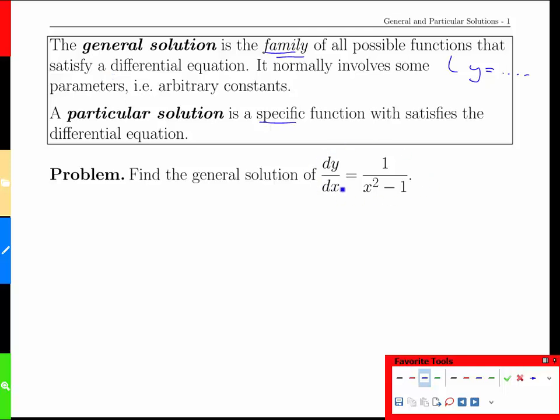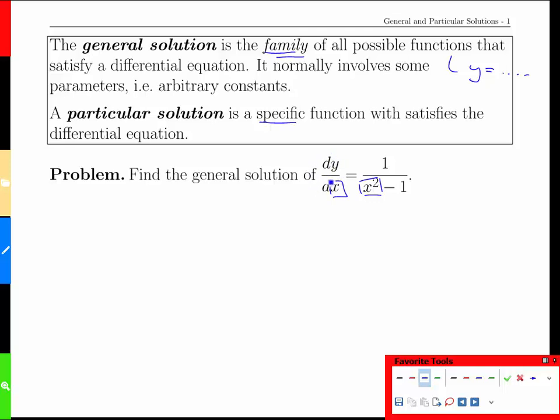Our first differential equation that we're going to solve the long way is going to be dy/dx equals 1 over x squared minus 1. And it's very important to note what variable we're dealing with here. Notice that in this scenario, the variable on the right-hand side is the independent variable, the variable in the denominator of our derivative here. That means we can simply integrate both sides.